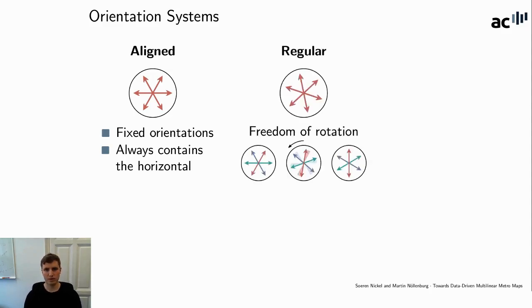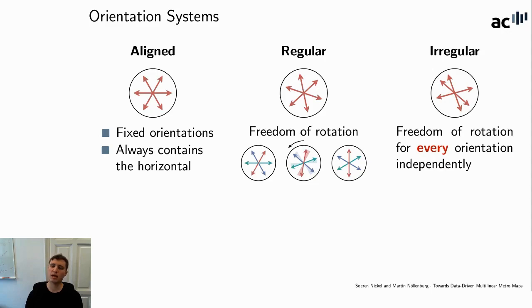Next is a regular orientation system. We still have the fact that the consecutive orientations have an equal angle between them, but we can rotate the entire system. And finally, we have an irregular orientation system that corresponds to the multilinear metro map that you have seen on the example slide. And here every available orientation has the freedom of rotating however it wants, basically.